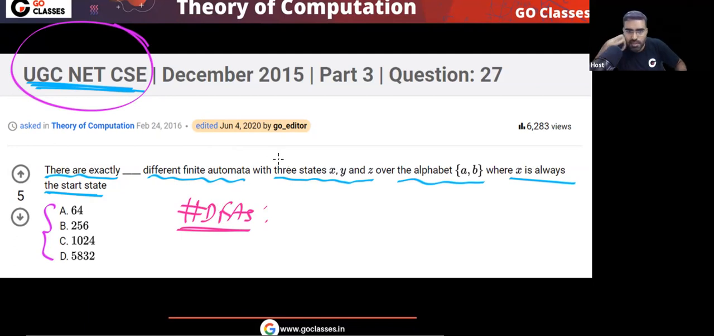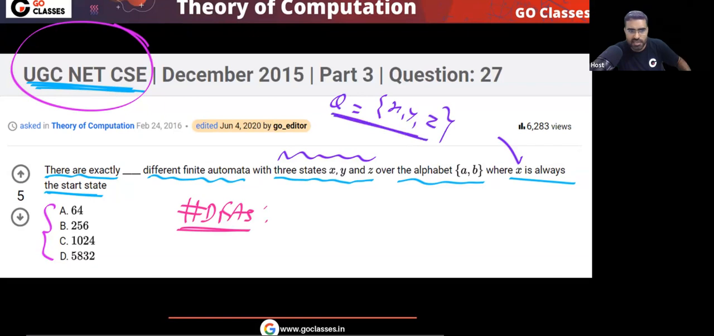See, there are three states X, Y, Z. X is always the initial state. How many DFAs will be there? You have three states, the number of states is three: X, Y, Z. This X is your initial state. So how many transitions will be there? For the transition function, what answer will you get?